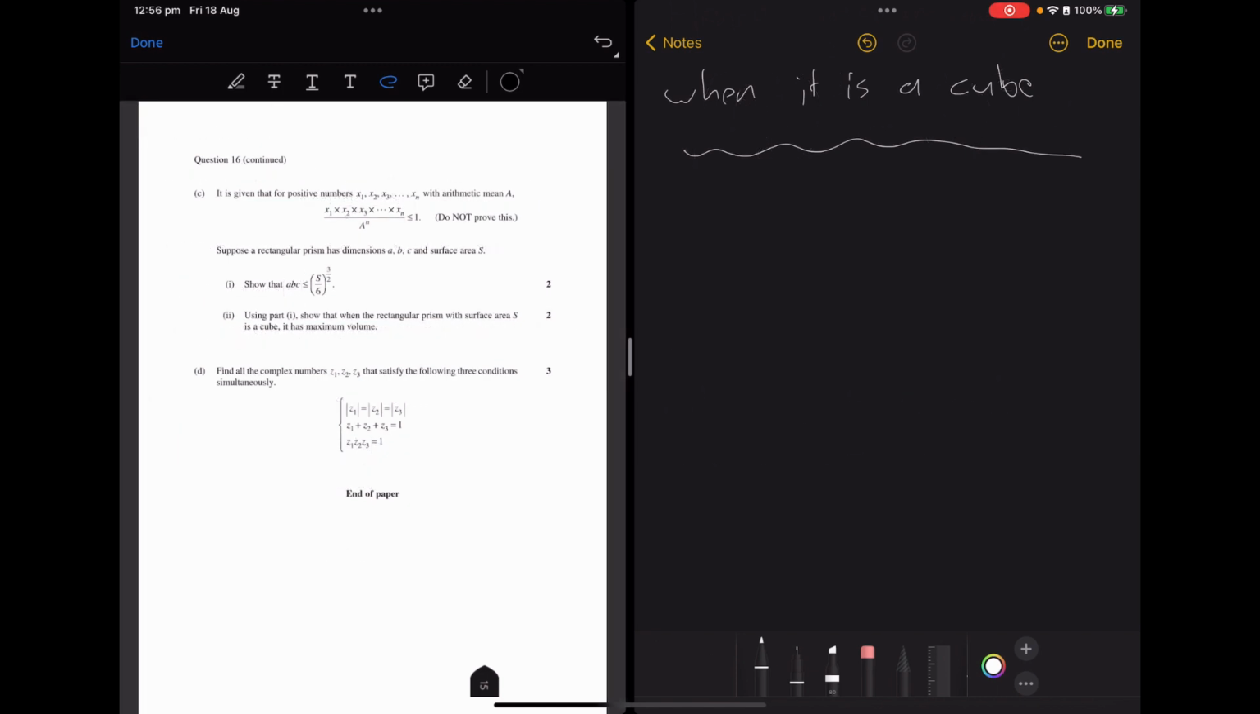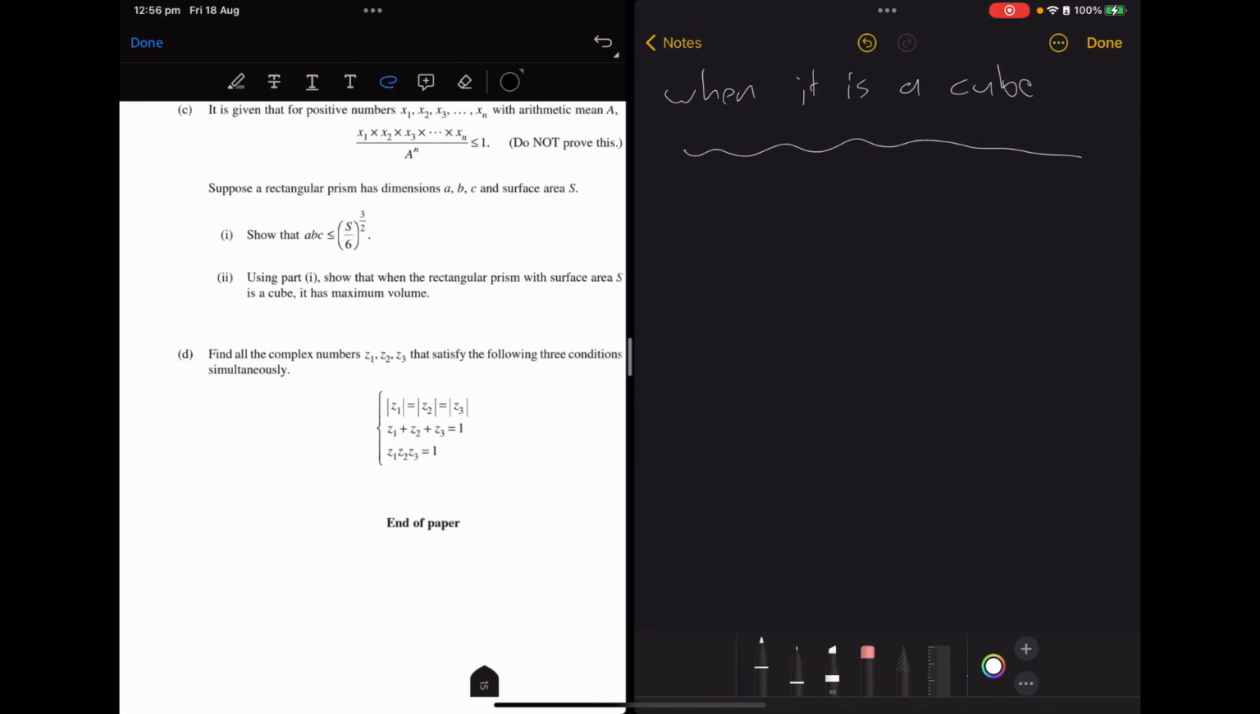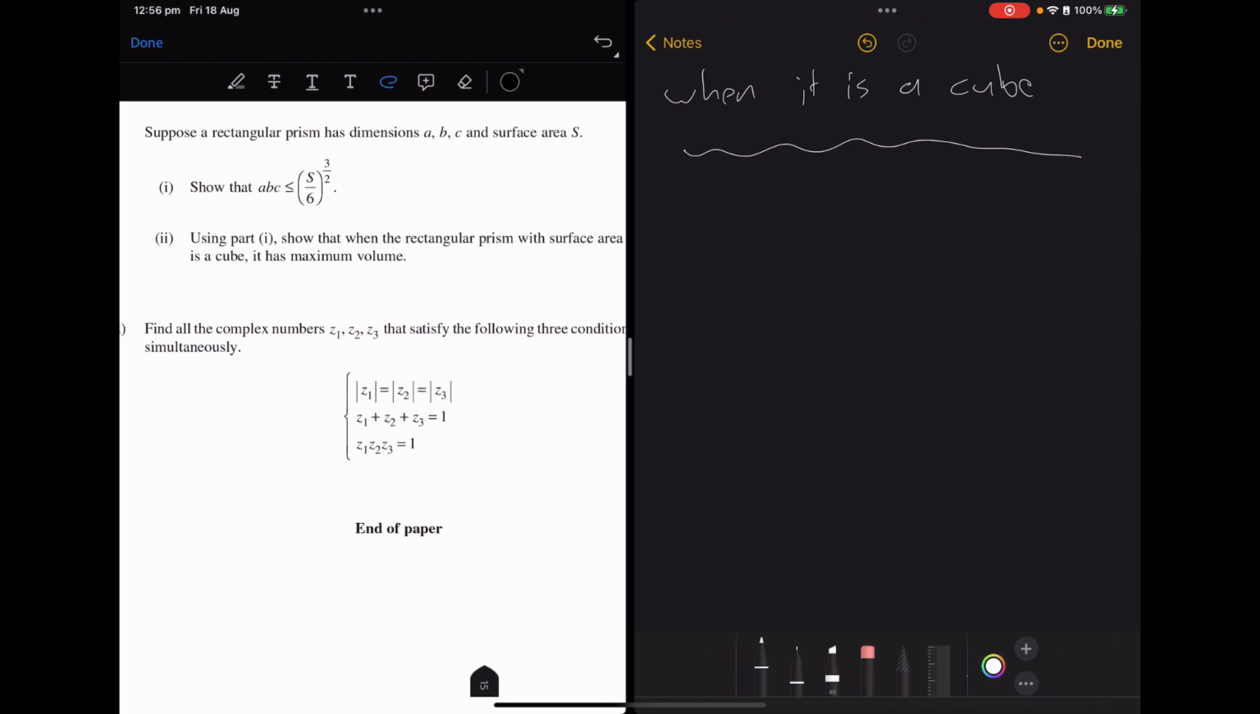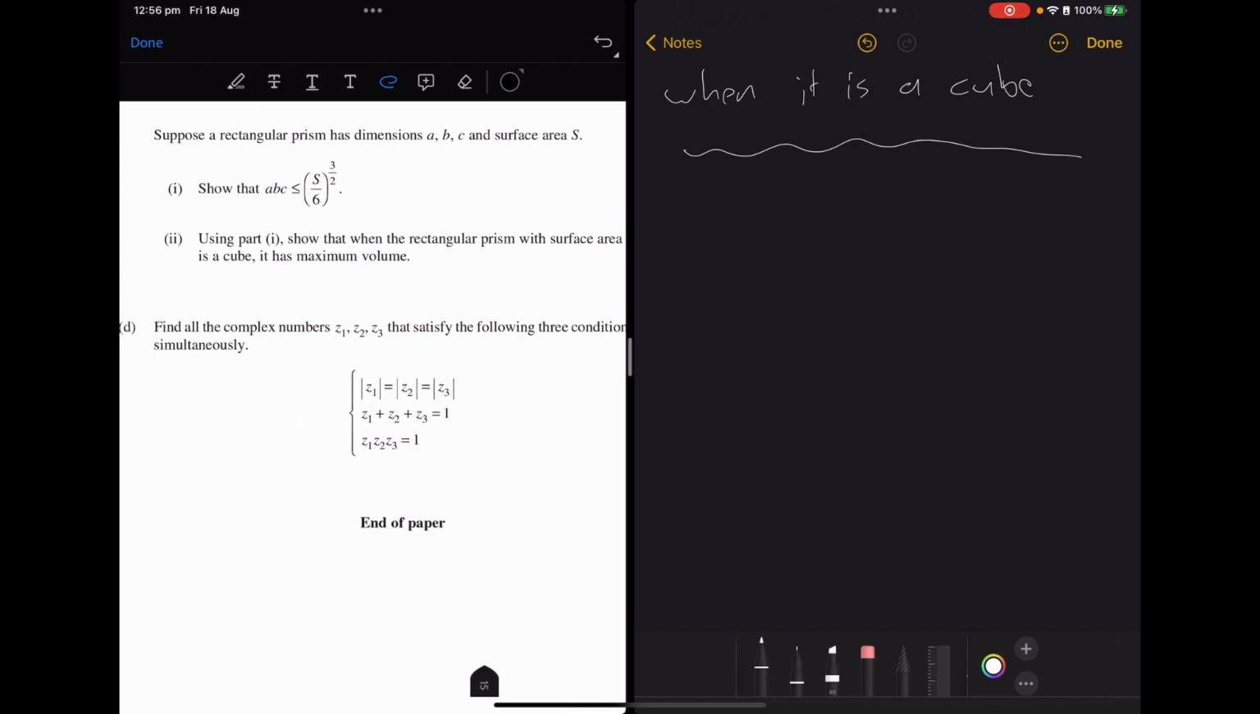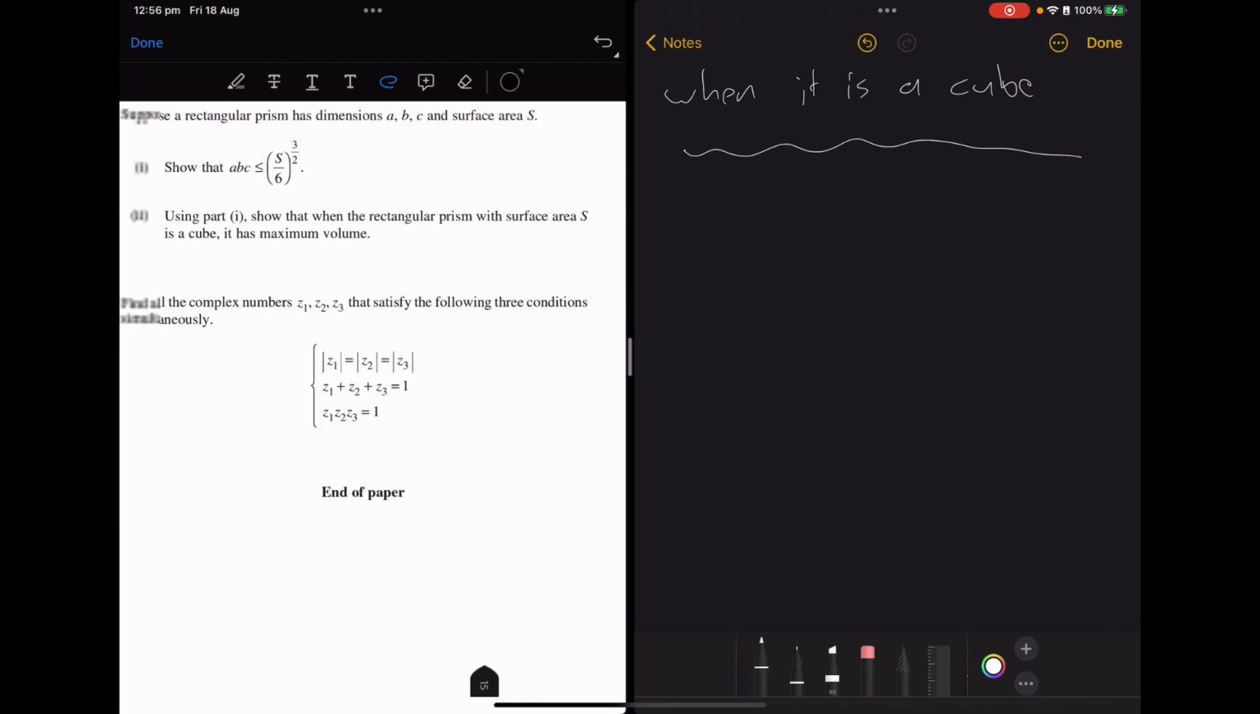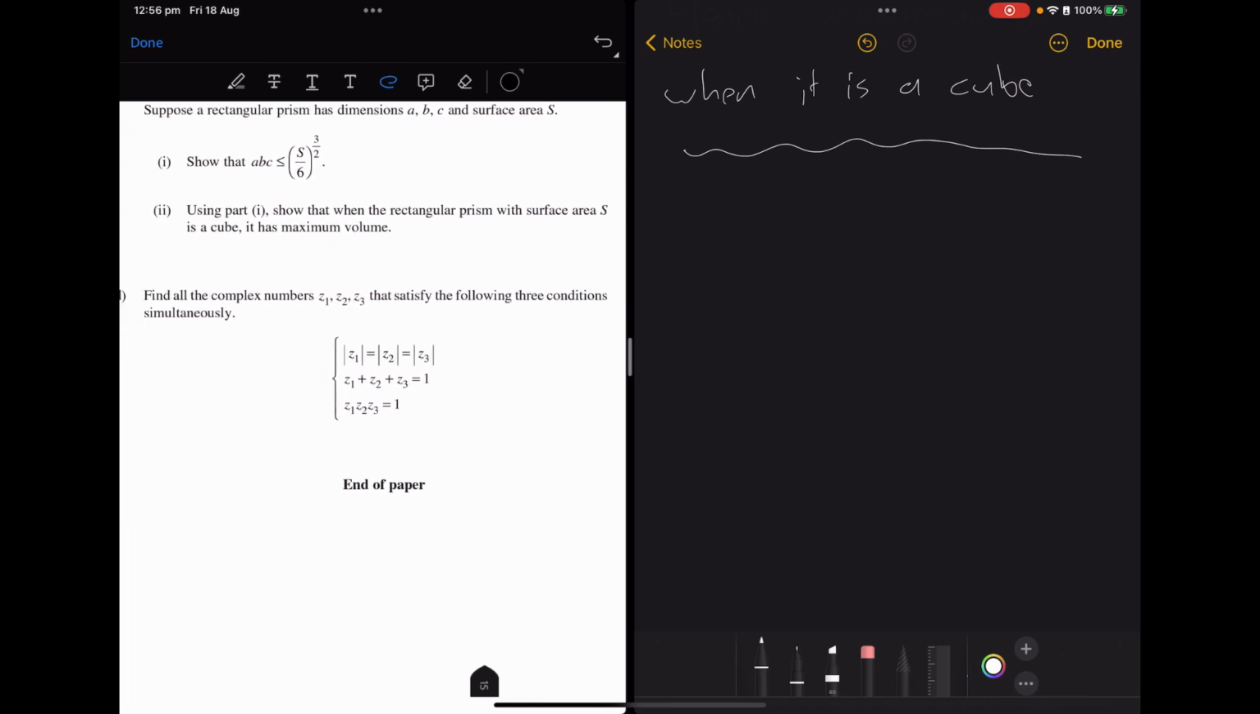Next, for part D, we have: find all the complex numbers z1, z2, z3 that satisfy the following three conditions simultaneously. So the modulus of z1, z2, z3 are all equal. We have z1 plus z2 plus z3 is equal to 1. And finally, z1 times z2 times z3 is also equal to 1.